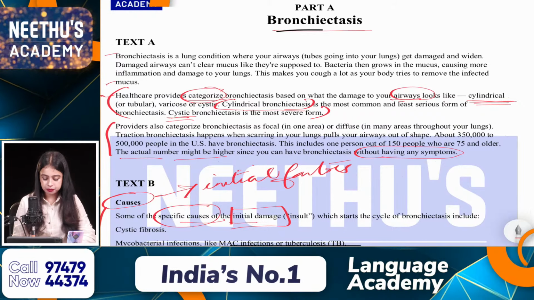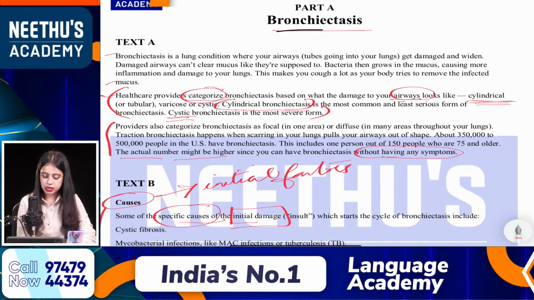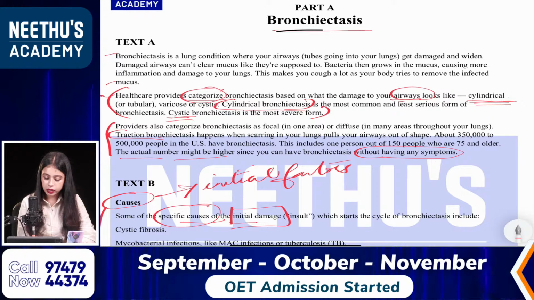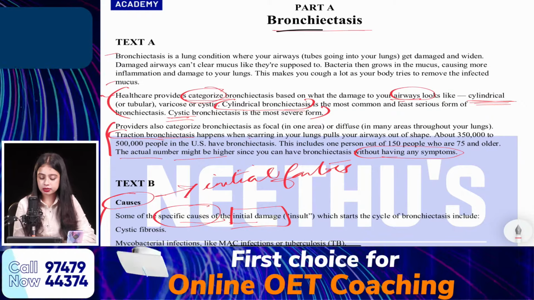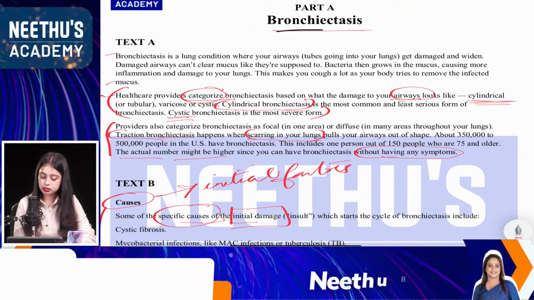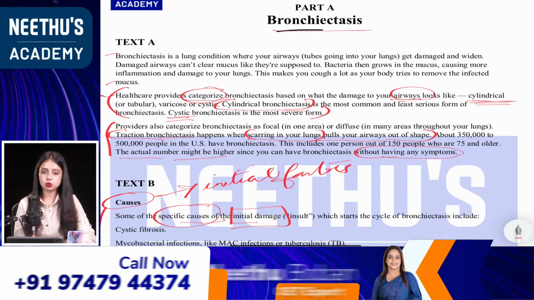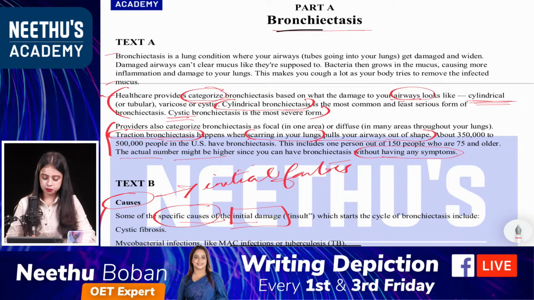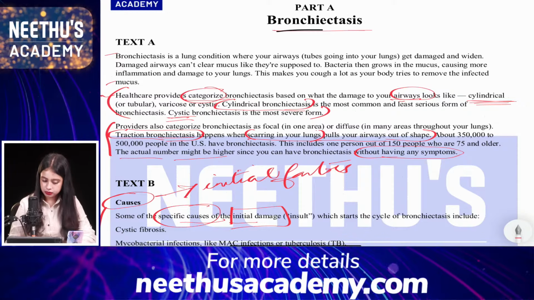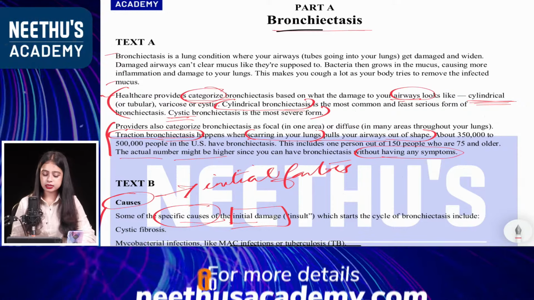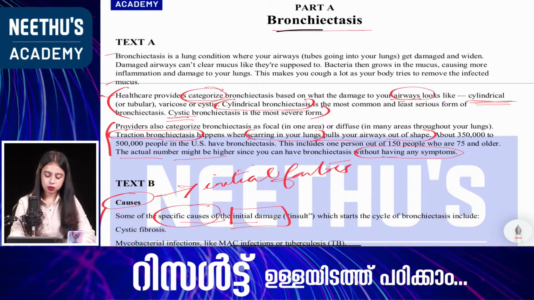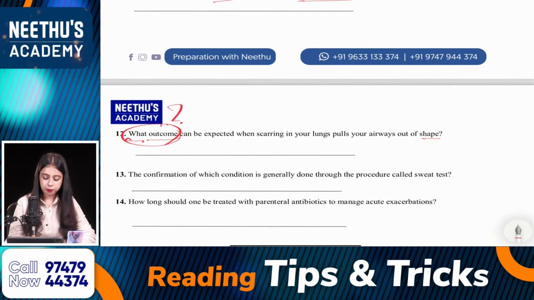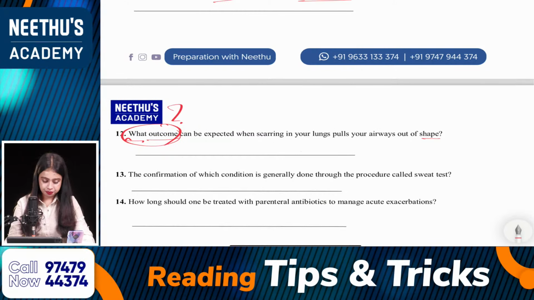And where is it mentioned? See, it's from here. Traction bronchitis happens when scarring in your lungs pulls your airways out of shape. So these are the keywords. What is the outcome here? That is traction bronchitis. So the answer is from text A, and the answer is traction bronchitis. Yes. Okay, all right. Yes, Akku.